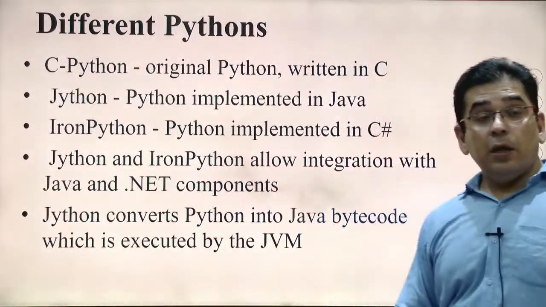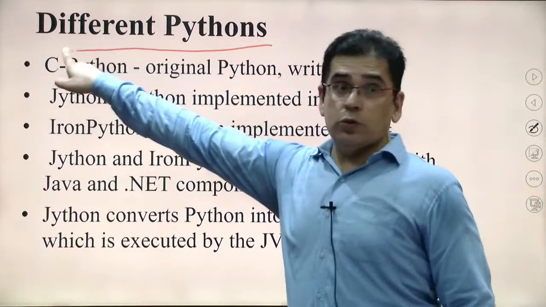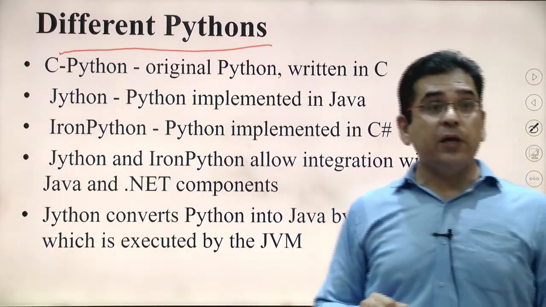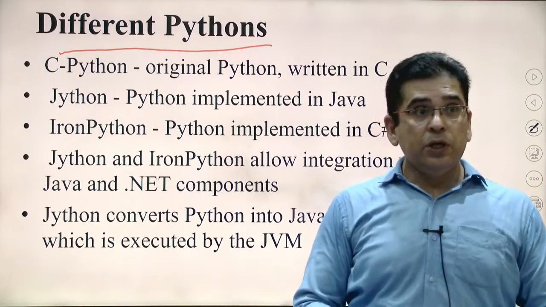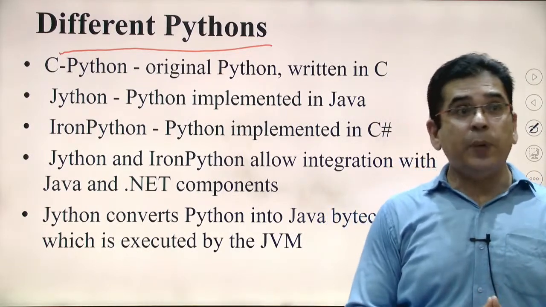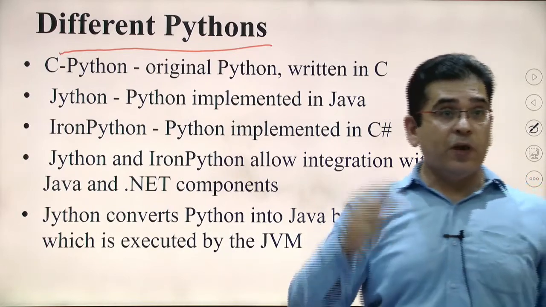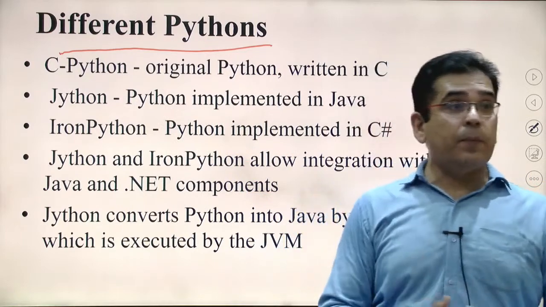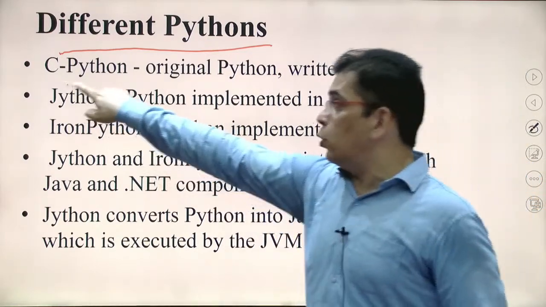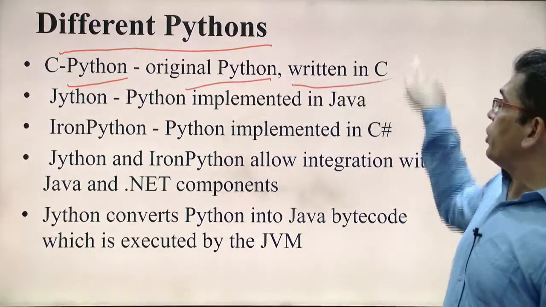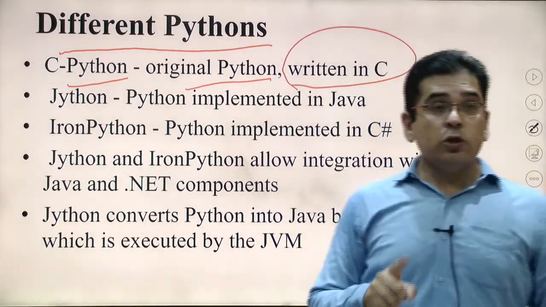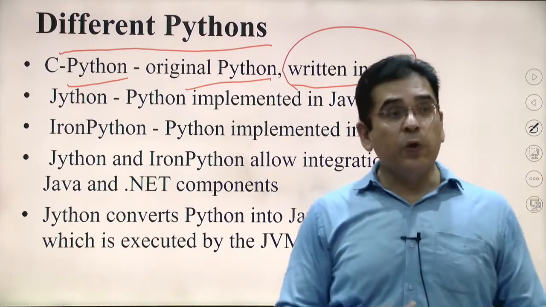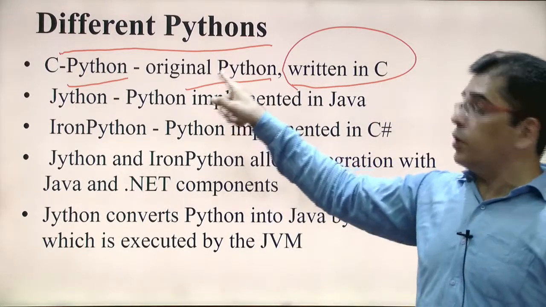Okay, now different Pythons. As the title suggests, Python itself is written in many other programming languages. There are different versions of Python. I'm not talking about version 1.0, version 2.0. I mean the languages used to develop Python. CPython is the original Python written in the C programming language. So the most popular version of Python is written in C. It is called the original Python.